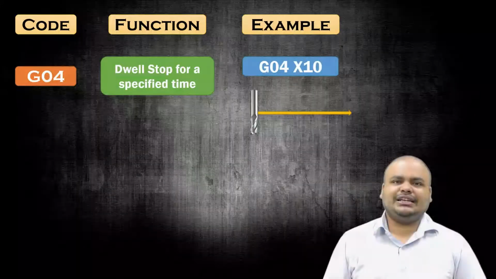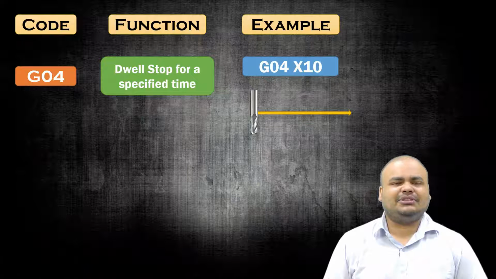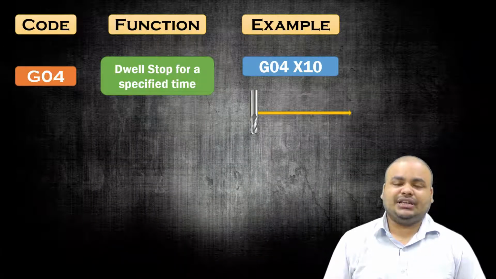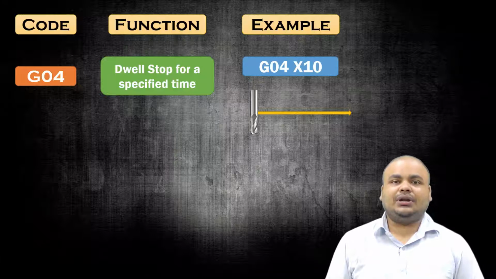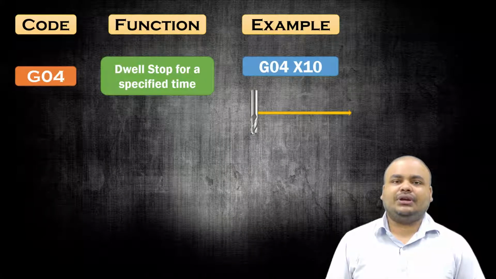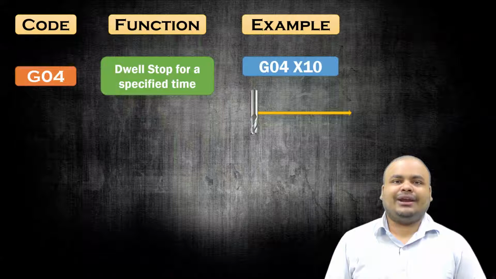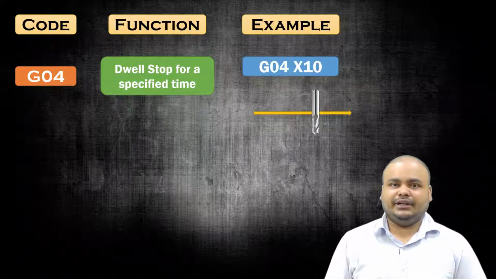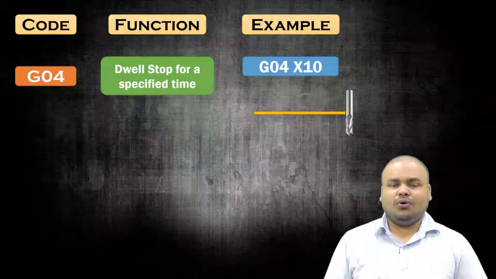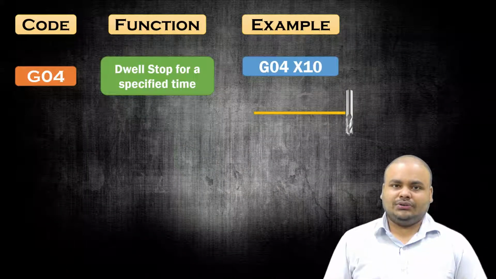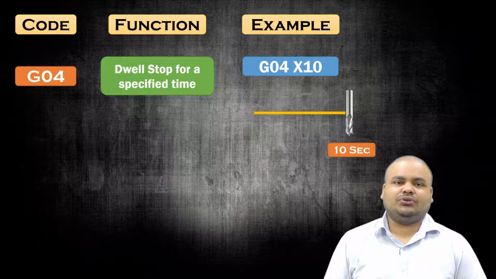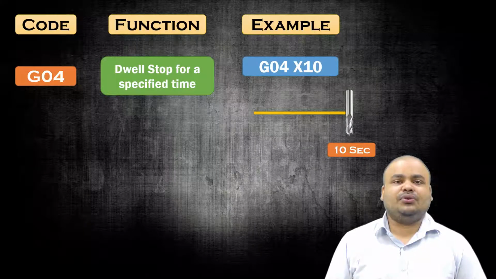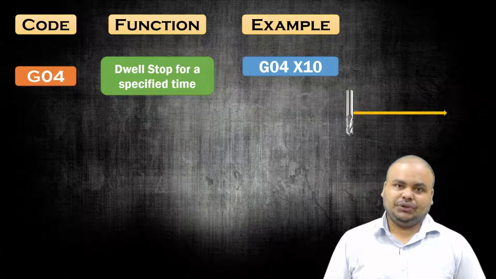G04 is the dwell time, we can say it is a pause time. For example, you are doing one operation and you need a particular pause in it, so you can use G04 X10. Generally for 10 seconds there will be no movement. That means the feed will be constant and there will be no movement of the tool. That is known as the dwell time. You can give this time for taking out or removing the chips. For such purposes these dwell times are used.